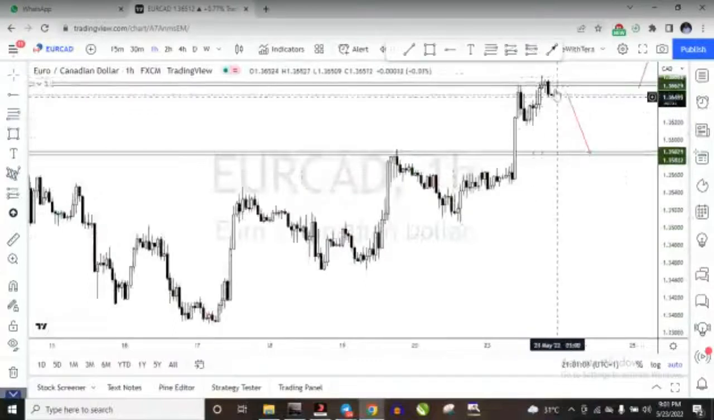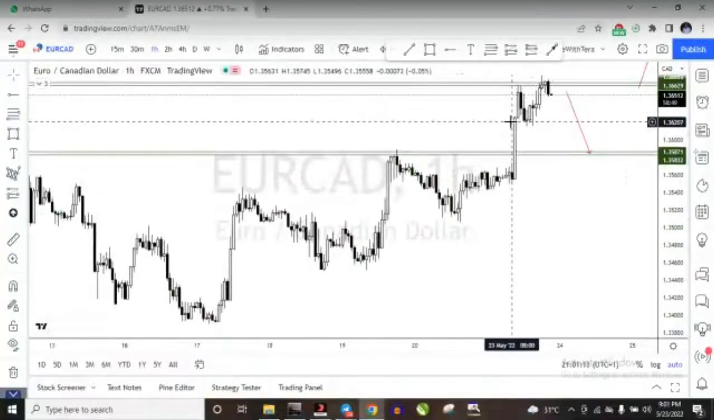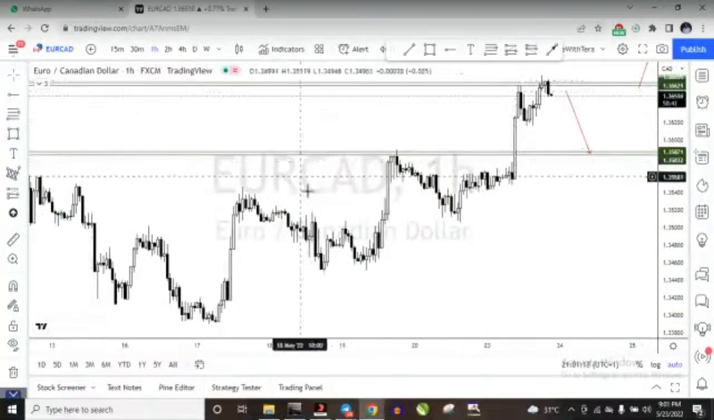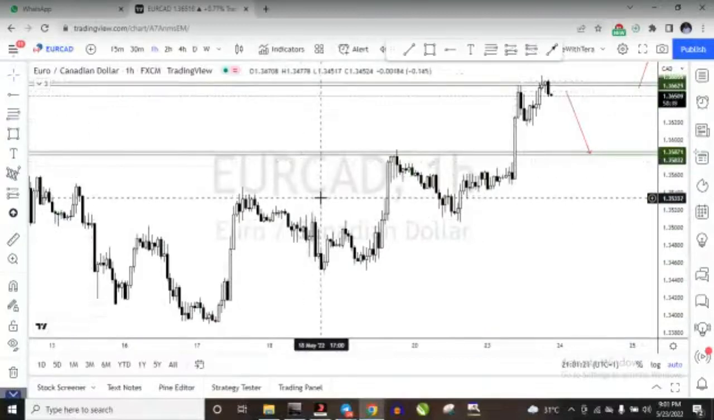So this is already 9 p.m. I don't advise anybody to trade by this time of the day, except it is probably Tuesday night or Wednesday night, and you just want to do overday trading. All right, so that's for Euro CAD.